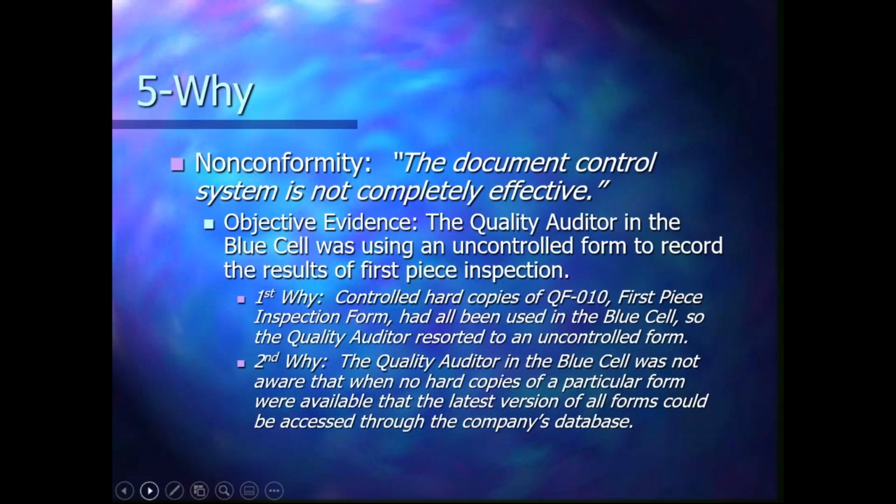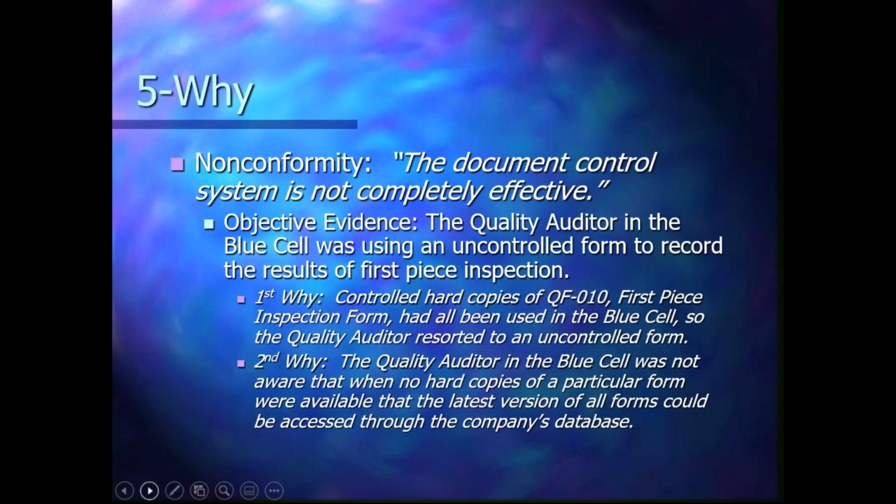The second scenario we've been following through this presentation: the document control system is not completely effective. The quality auditor in the blue cell was using an uncontrolled form to record the results of first piece inspection. Well, why were they using an uncontrolled form? All the controlled hard copies of the form had been used in the blue cell, so the quality auditor resorted to an uncontrolled form. Well, why did they resort to an uncontrolled version of the form?